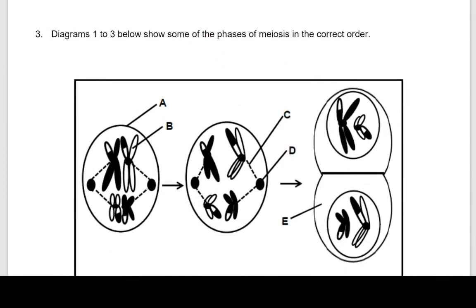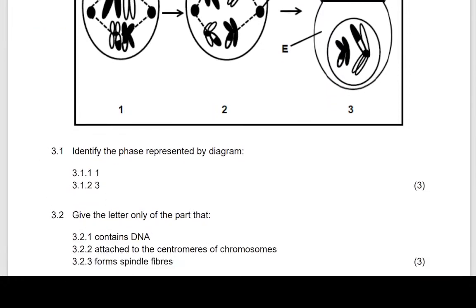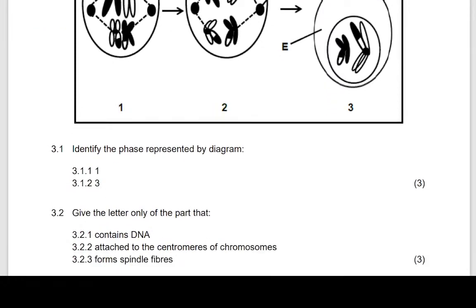All right. We are saying that diagrams 1 to 3 below show some of the phases of meiosis. Some of the phases, it means that it's not the complete process. And they're not saying that this is a human cell. I will repeat that. Identify the phase represented in diagram 1, question 1.1. Okay.